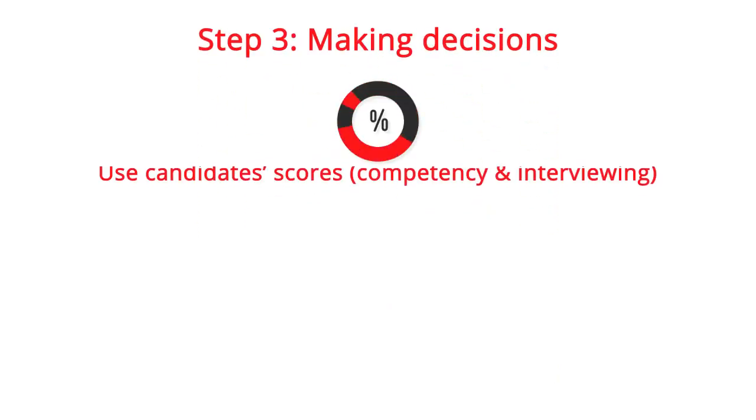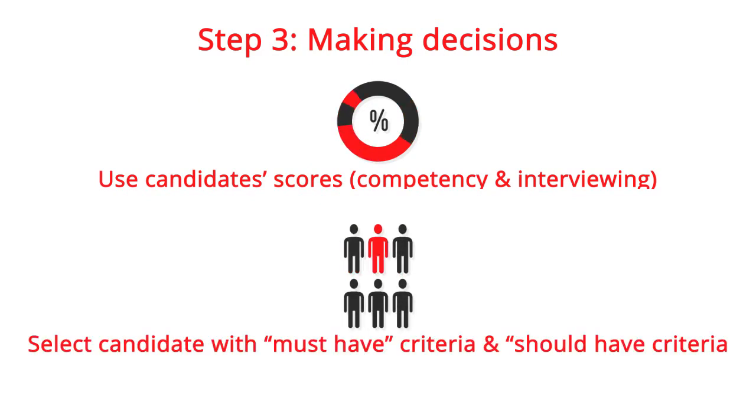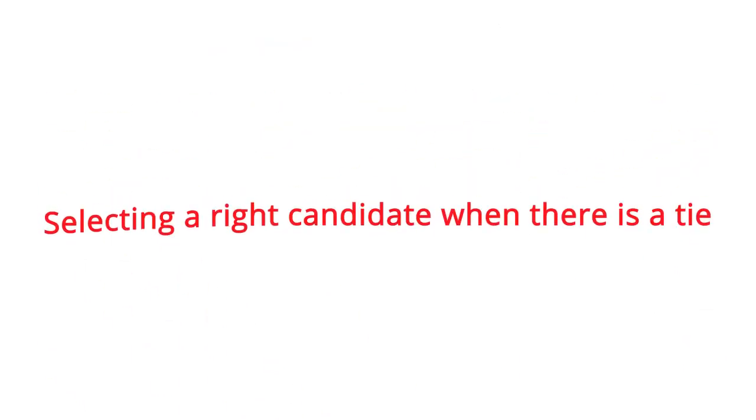Step 3, making decisions. We use the candidate scores. That is the competency levels, the scoring you gave them for their competencies, and also the interviewing scores using the STAR tool. You then select your candidates based on those who have the must-have criteria that you have determined, and then should-have criteria. However, when you have a tie, what do you do?